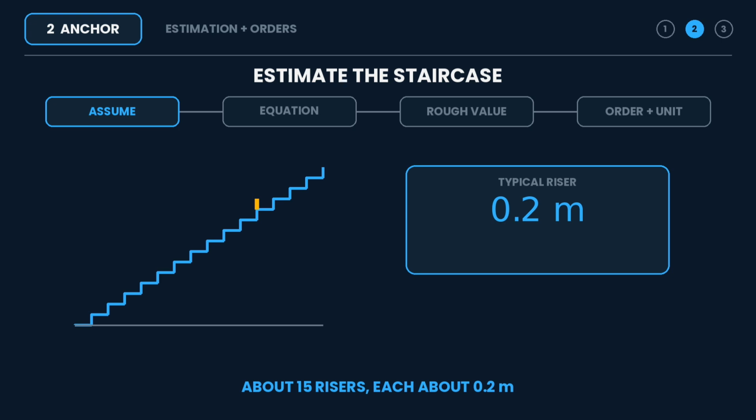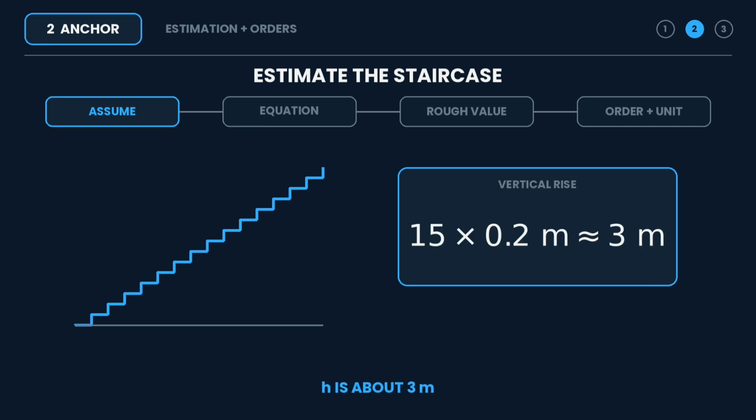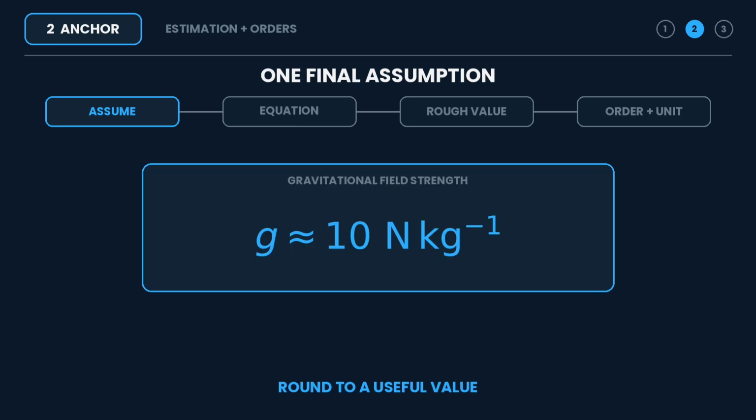Now estimate the staircase. A typical riser is about 0.2 meters high, and a flight might have 15 risers. 15 times 0.2 gives a vertical rise of about 3 meters. Finally, take the gravitational field strength as about 10 newtons per kilogram.